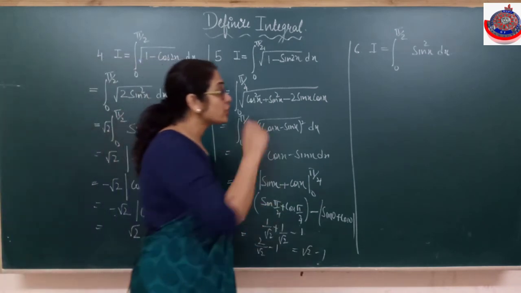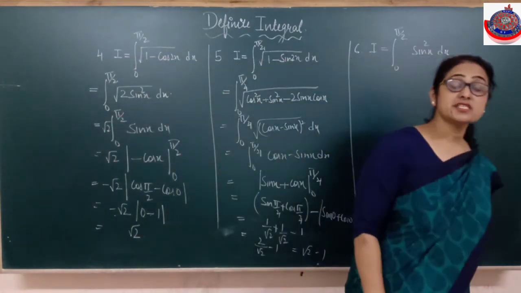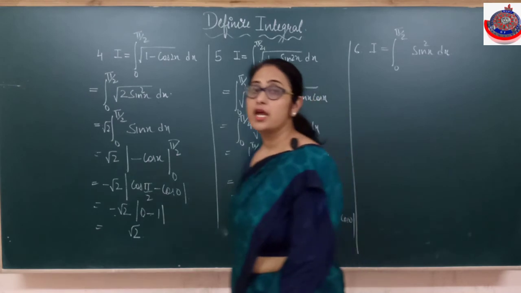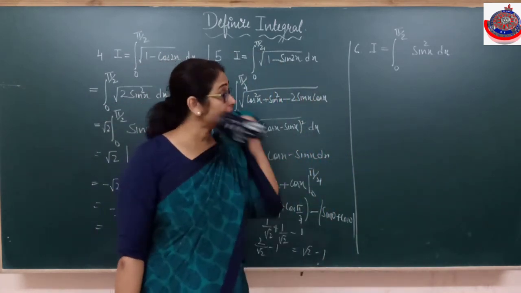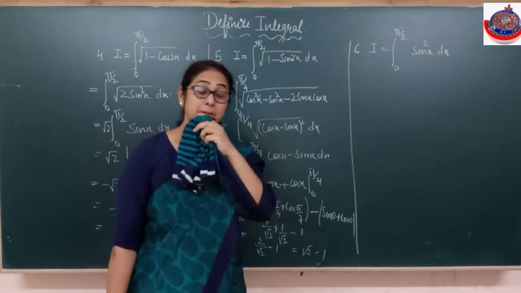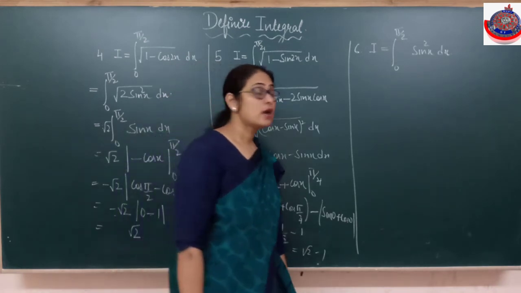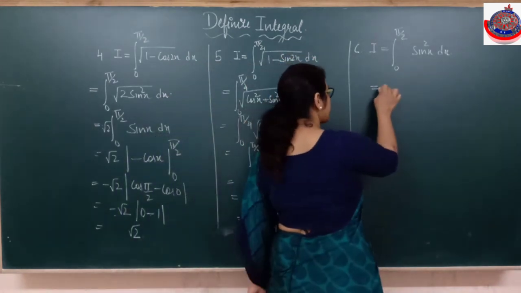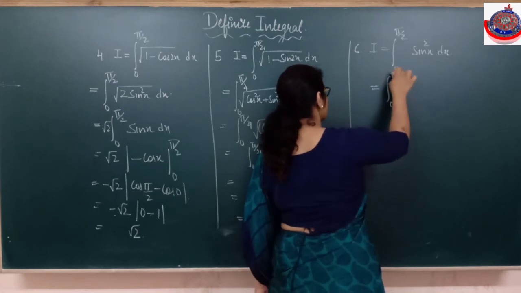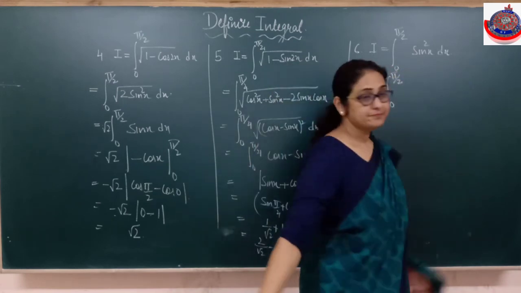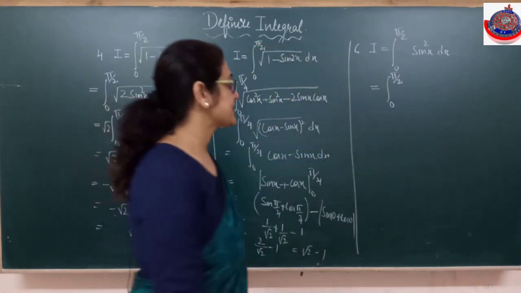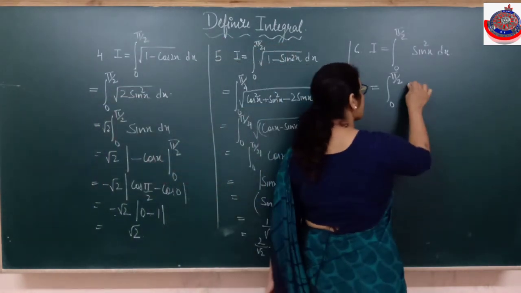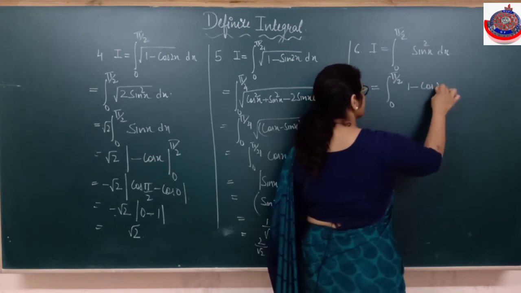Now coming to the last one. I have the integration of sine square x. I don't know the integration of sine square x; I know the integration of sine. So that means I have to remove the power. How to remove the power of sine square? Again, trigonometric formulas. Without that, it will become impossible.